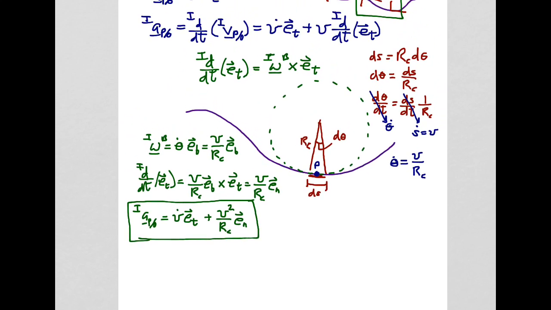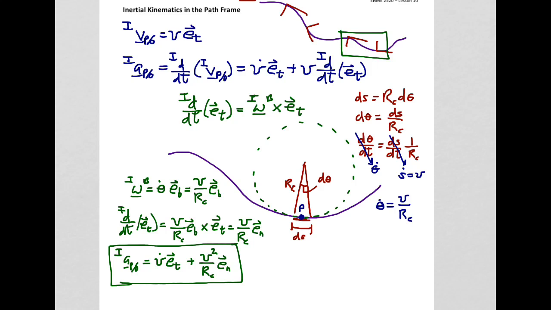We've already seen that our velocity also gives us a nice expression, because it's our speed in the tangential direction. Our acceleration is going to be the time derivative of speed in the tangential direction, and then v squared divided by the radius of curvature in the normal direction.